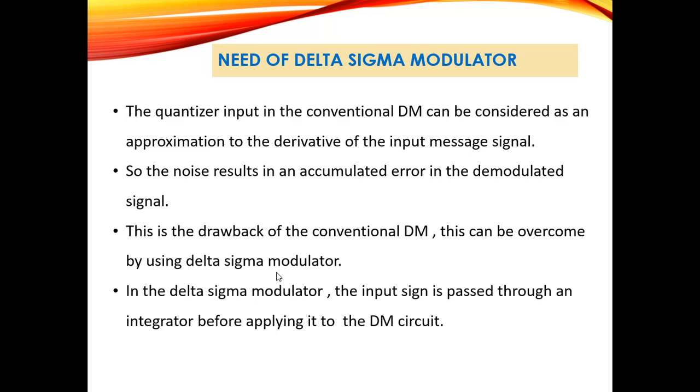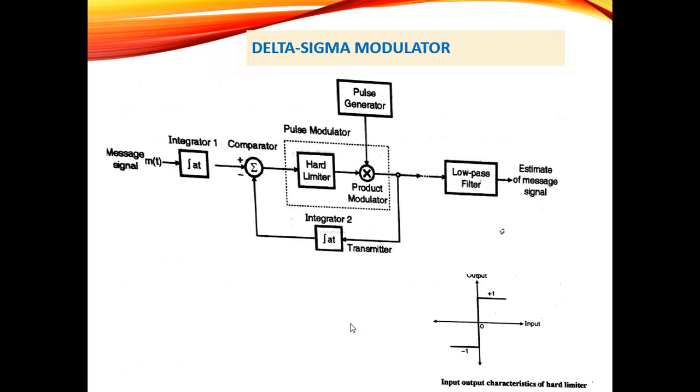Now we will turn to the next modulator, that is the delta sigma modulator. The quantizer input of the conventional delta modulator is considered as a derivative of the input message signal. The drawback of conventional delta modulation will be overcome by the delta sigma modulator. In delta sigma modulator, the input is passed through an integrator before directly applying to the delta modulation circuitry. This is a block schematic of the delta sigma modulator.